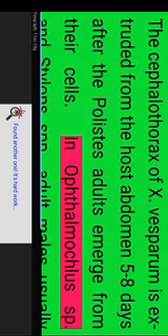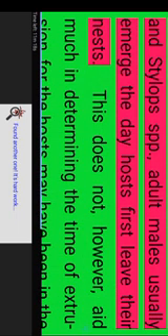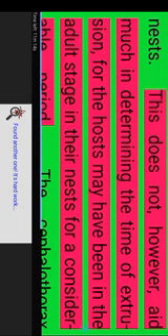vesperum is extruded from the host abdomen 5 to 8 days after the Polistes adults emerge from their cells. In Ophthalmoclus sp. and Stylops spp., adult males usually emerge the day hosts first leave their nests. This does not, however, aid much in determining the time of extrusion, for the hosts may have been in the adult stage in their nests for a considerable period.